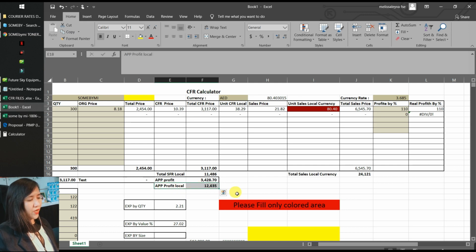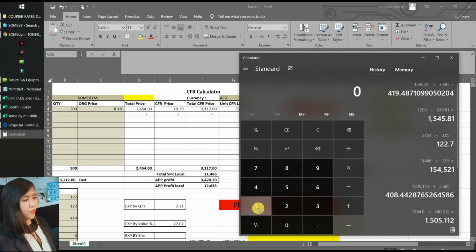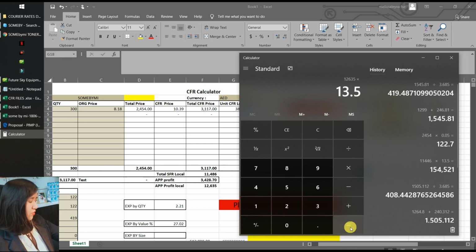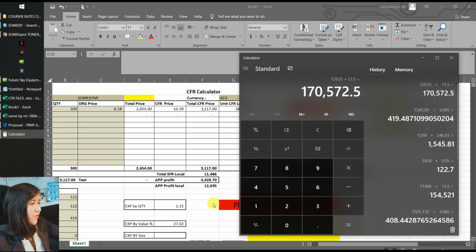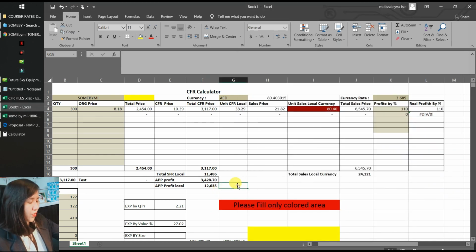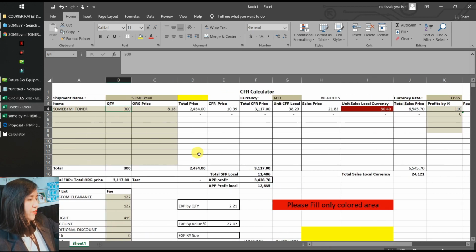This is the profit that you will have. 12,635. Now, how much is that in peso? 12,635 times 13.5. Let's assume that the rate is 13.5 because sometimes it's 13.7 or 13.8. But to be safe, we're going to use 13.5. So 170,000 in peso will be the profit or margin of a seller who's able to sell 300 pieces of some by me to the retail end users, the buyers.